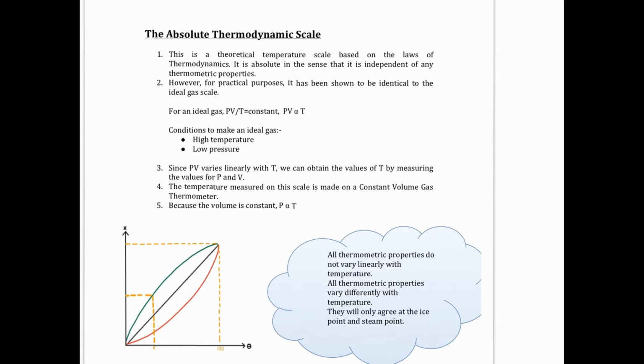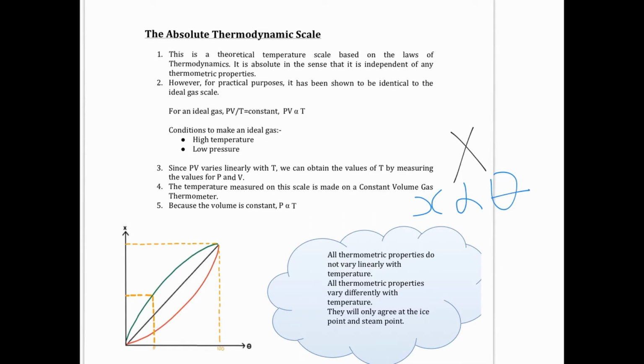So why is it so? In other words, all thermometers measuring temperature on the centigrade scale will never give you the same answer. The reason is because of this. All thermometric properties do not vary linearly with temperature. Now, what does it mean? Remember, one of the important assumptions we made was that the thermometric property X varies linearly, or is proportional to temperature. But this is actually, in fact, wrong.